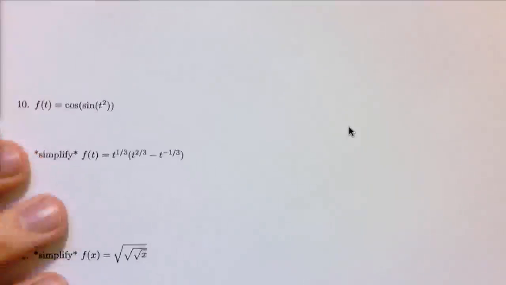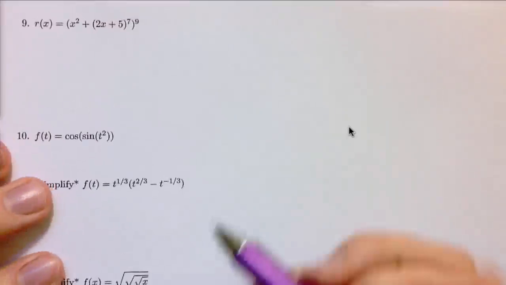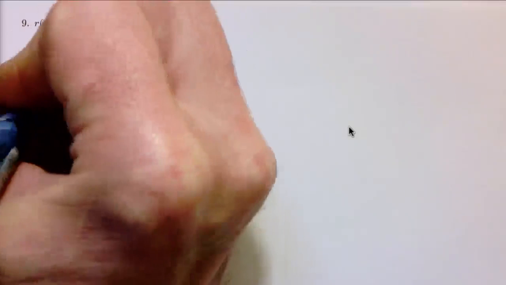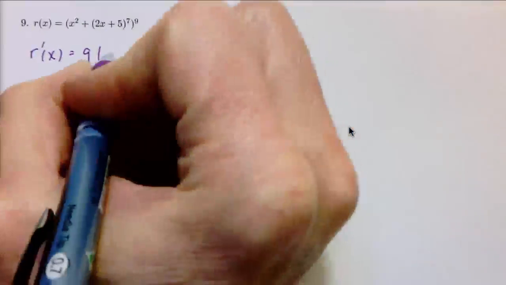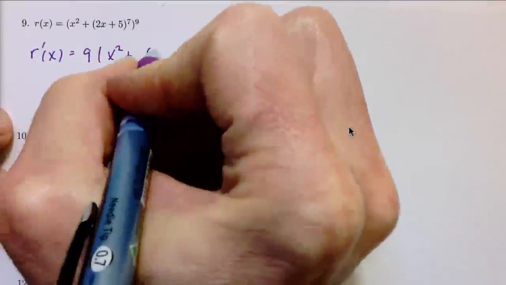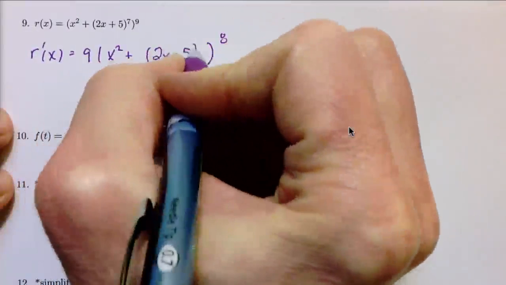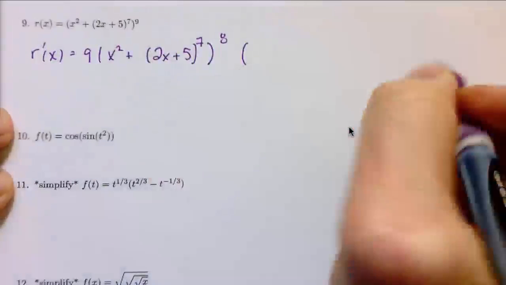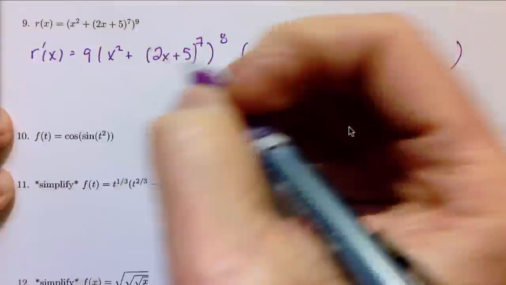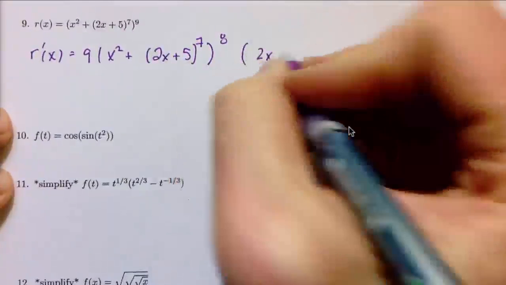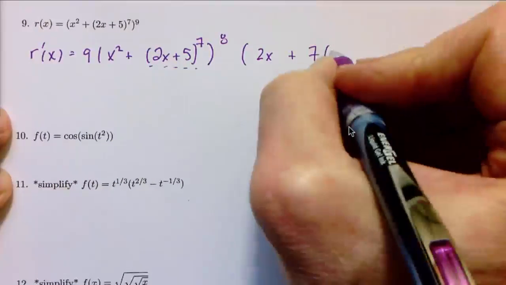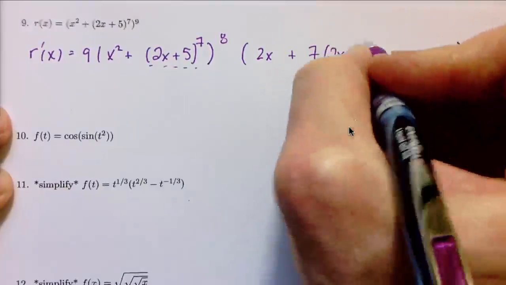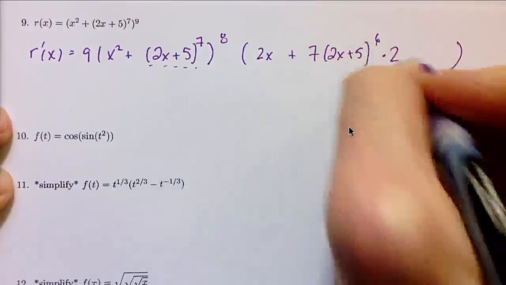Okay, this next one is an application of the chain rule. It's actually a double chain rule, but we have to be careful. 9, leave what's on the inside alone to the 8th. Multiply by the derivative of the inside. Derivative of x squared is 2x. The derivative of 2x plus 5 to the 7th, well, that's another chain rule problem. Times the derivative of the inside, which is 2.